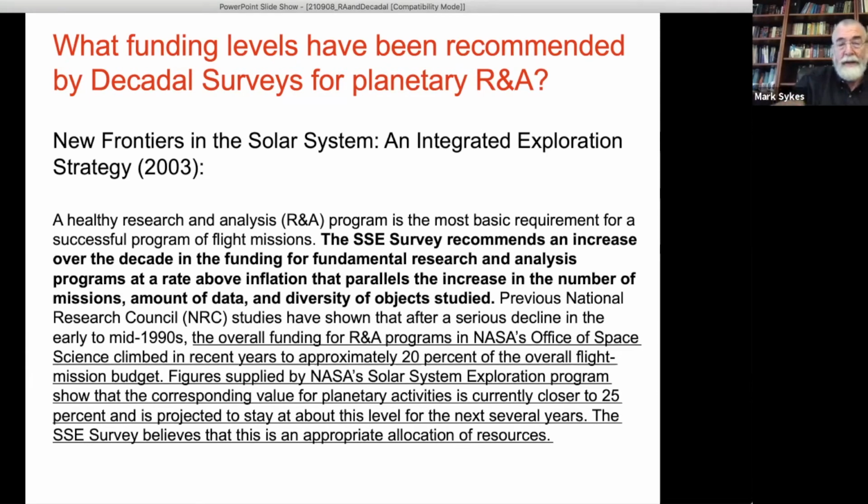And I'll talk about the recommendation. What they came up with was that the overall funding for RNA programs climbed in recent years to approximately 20% of the overall flight mission budget, and that recently it's closer to 25%. And we kind of like that. So we believe this is an appropriate allocation of resources, that RNA should be at the 25% of flight mission projects. So I thought, okay, well, that's interesting.